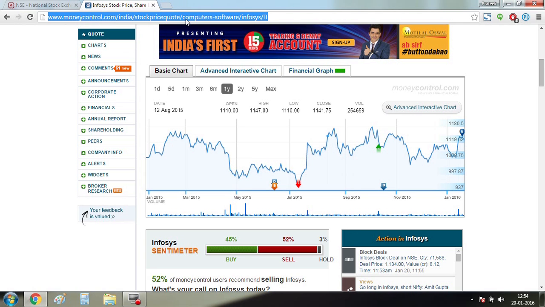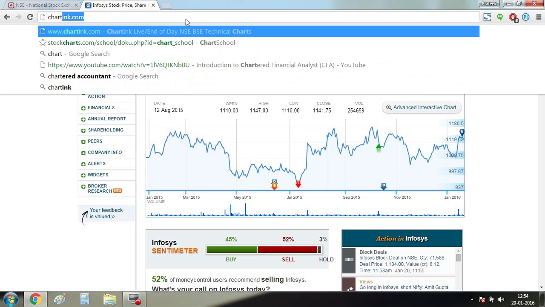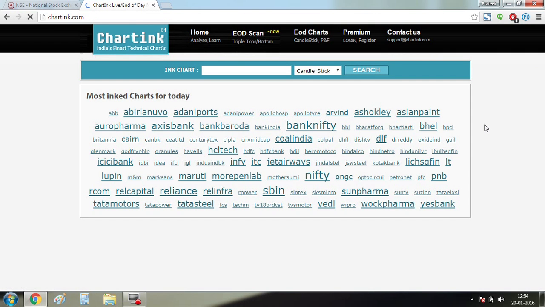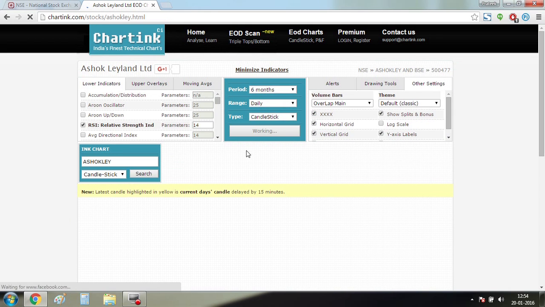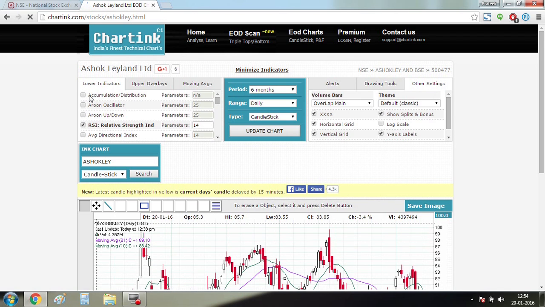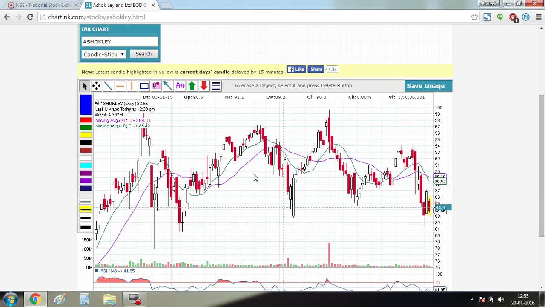Now let's move on and look at some charting websites, starting with chartinc.com. Now this is a very user-friendly website. All you need to do is feed in the symbol for the company which you would like to study. Say we choose Ashok Leyland. You have the option of choosing whatever indicator you are comfortable with studying. You have to set the period, the range, and the type of chart which you would like to study. Here you have the chart. You can carry out your analysis. There are tools available which you can use to further the same.